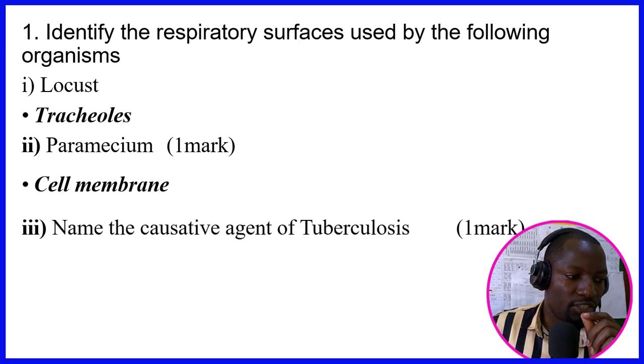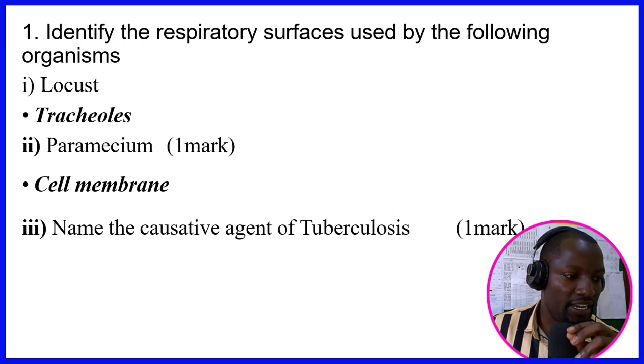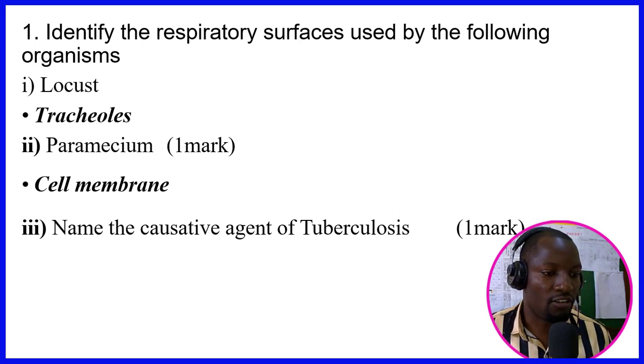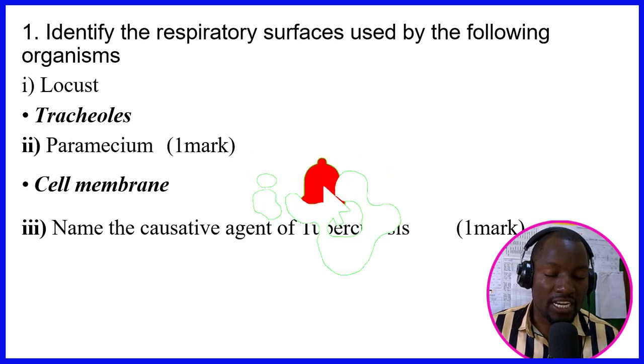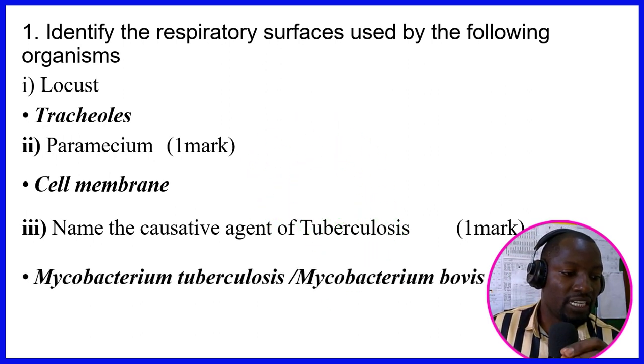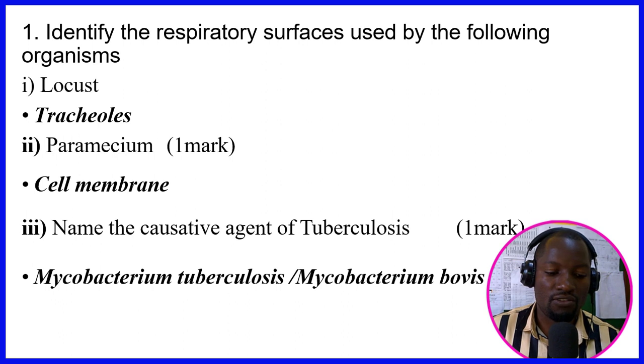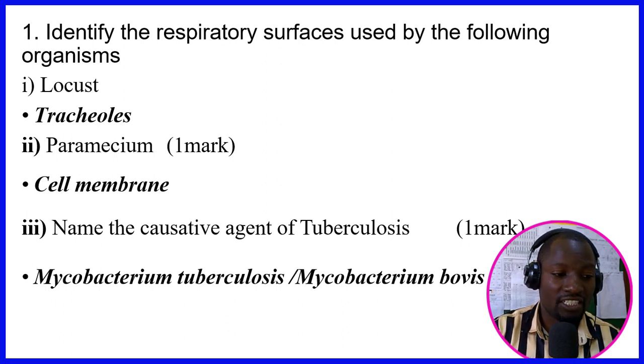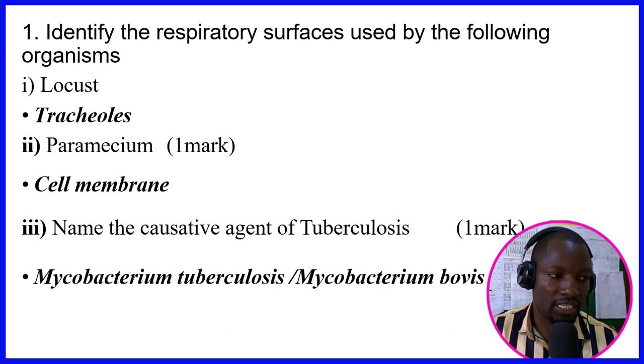We have another question: name the causative agent of tuberculosis. Tuberculosis is caused by a bacterium, and we call it Mycobacterium tuberculosis or Mycobacterium bovis. That is the causative agent of tuberculosis, commonly known as TB.